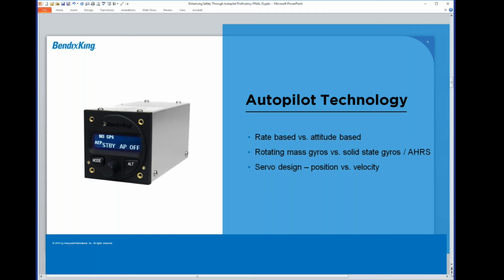Well, position says that the system is designed to move a servo a certain amount, and we expect a result based on that. So it literally commands a move, and you get a result. Velocity is actually responding to what the aircraft's doing, not just what the autopilot does, but it moves until it sees a reaction there.